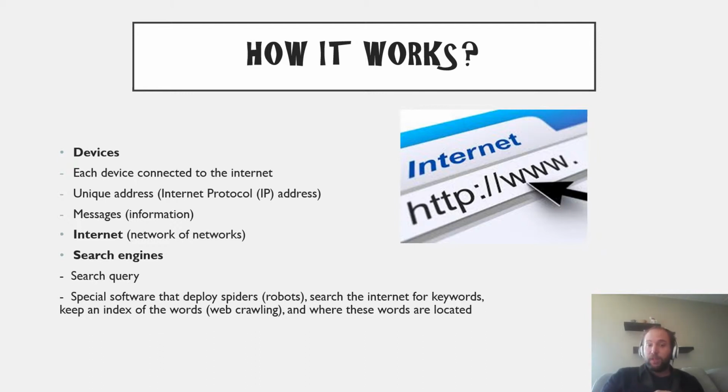So let's just repeat this again. You have a device, say your cell phone, that has an IP address, and that is sent out every time you access websites or do any type of activity on the internet. The internet is a network of networks, and when you type in the search engine, such as Google, it will deploy spiders based on your keywords and will have an index of words and will also keep a record of where these words are found.